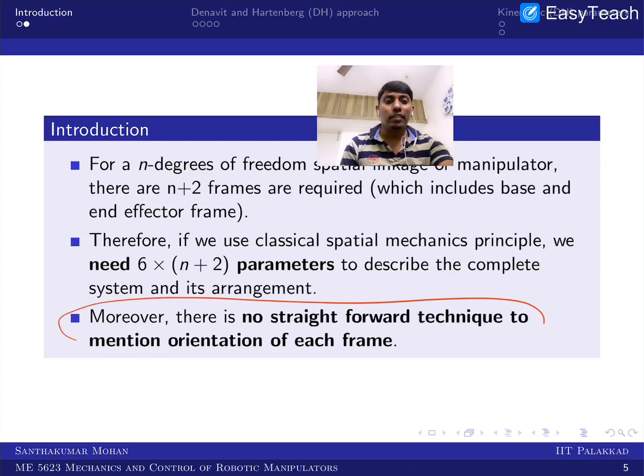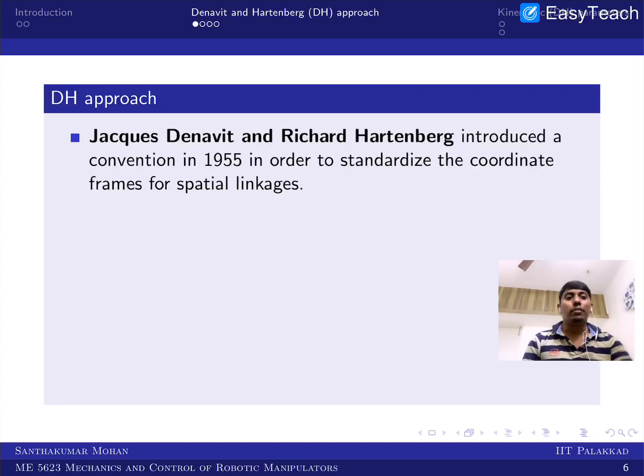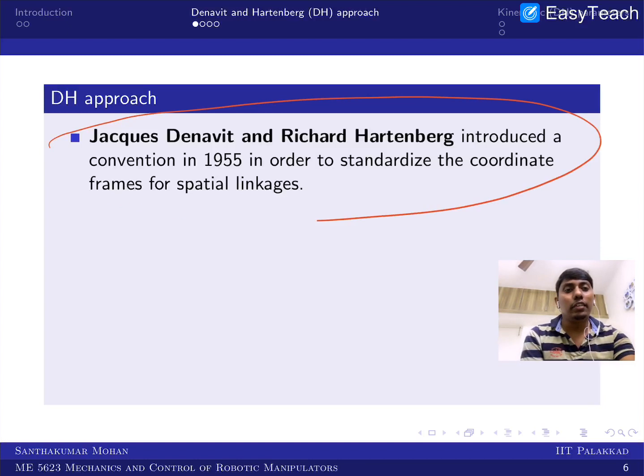So if these are the cases, one is that you have a large pool of parameters. The second is that there is no straightforward technique to mention the orientation of each frame. So can we have some kind of additional benefit, or some approach which will simplify this representation? Yes, there have been several attempts, and one of the popular ones, which we are going to take up in this course, is the Denavit-Hartenberg approach, which we simply call the DH approach. Two researchers, Jacques Denavit and Richard Hartenberg, introduced this convention in 1955 in order to standardize the coordinate frames for a spatial linkage, that is, a serial spatial linkage. This is the starting point.